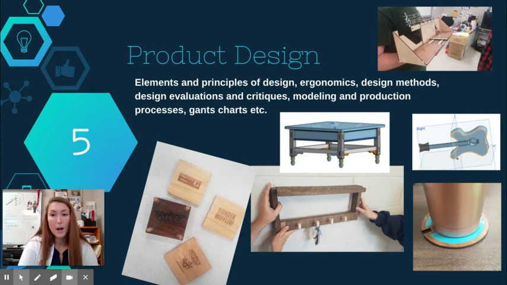Because of COVID last year, our students were not able to actually utilize the classroom resources in manufacturing their products. So what they actually did was they were able to 3D model their products from home, utilizing an online web application called Onshape.